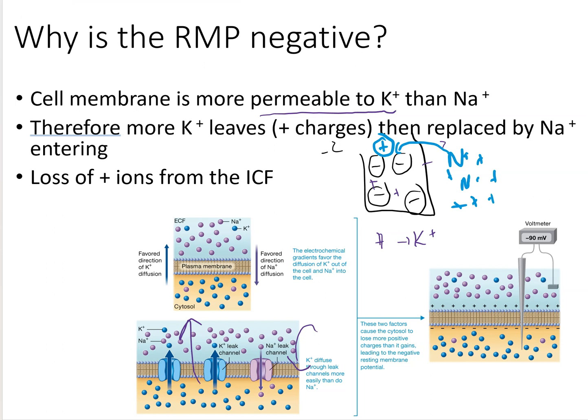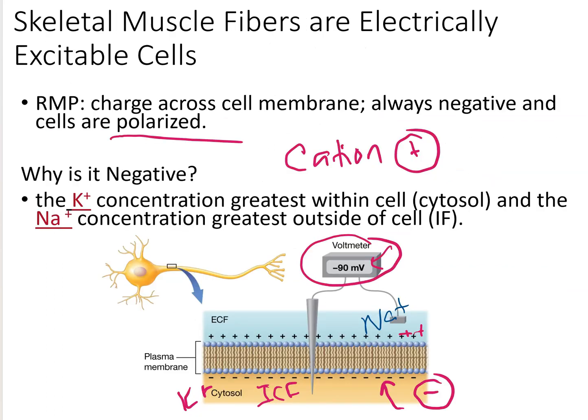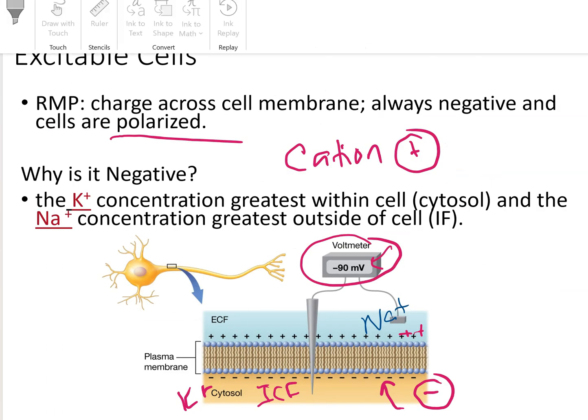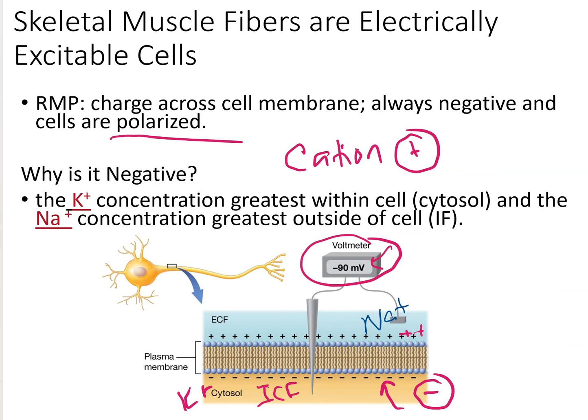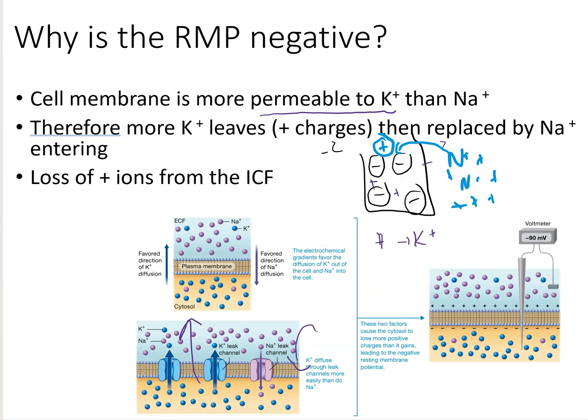Right? But now it might be -1. So what happens is, because I'm losing so many potassiums, and it's on a much larger magnitude, sorry about that. Because I'm losing so many of these potassiums, they're leaving, I'm losing more positive charges than I'm replacing with sodium. And that's going to cause a net negative charge across that cell membrane. So the inside will be negative.